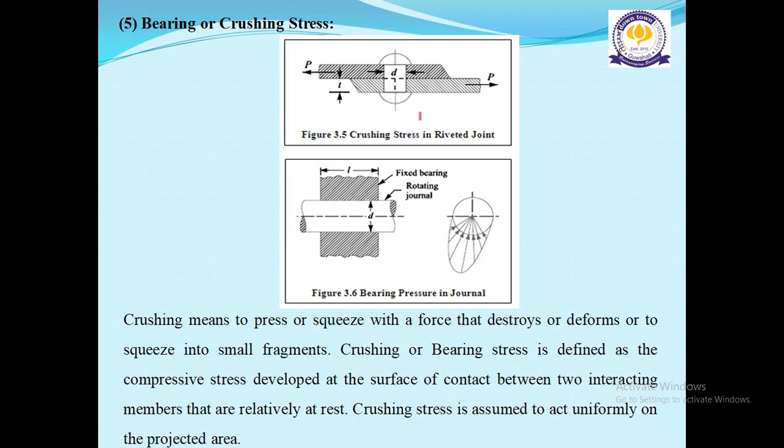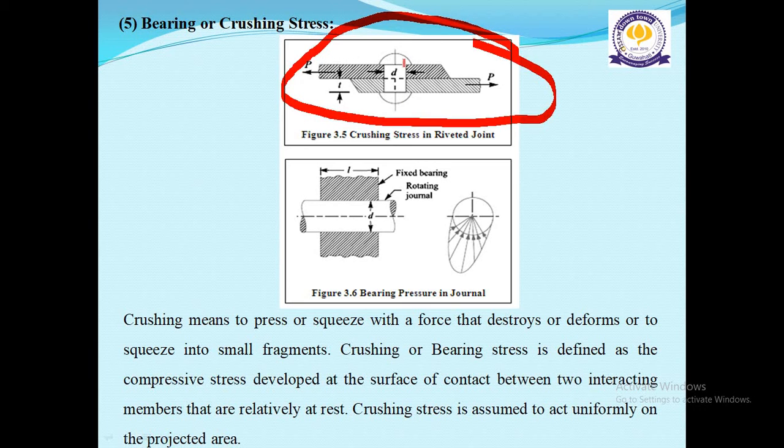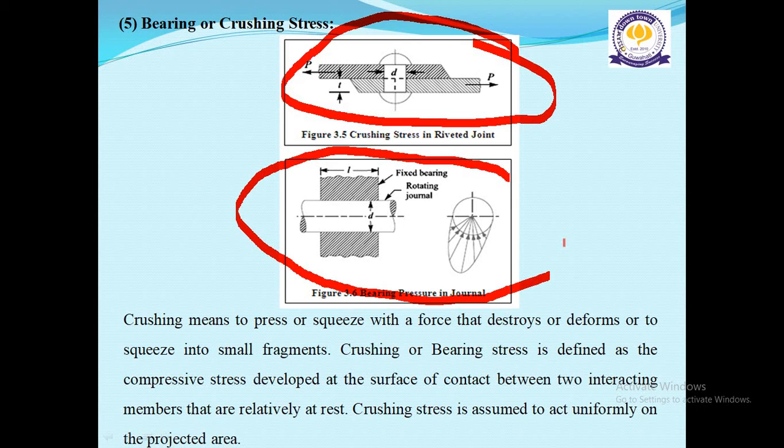Here in this figure you can see the crushing stress in a riveted joint. And here in this figure you can see the bearing pressure in a journal. This is the fixed journal, this is the rotating journal. It has diameter D and length small l.